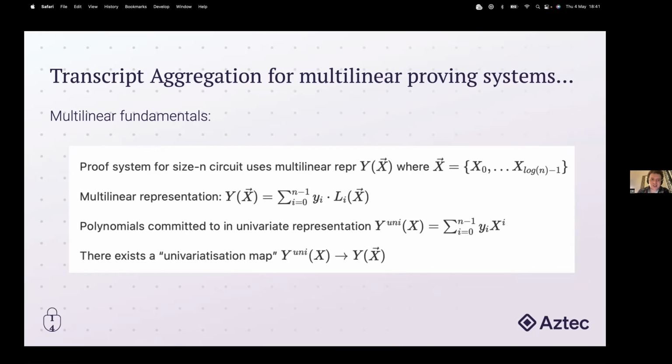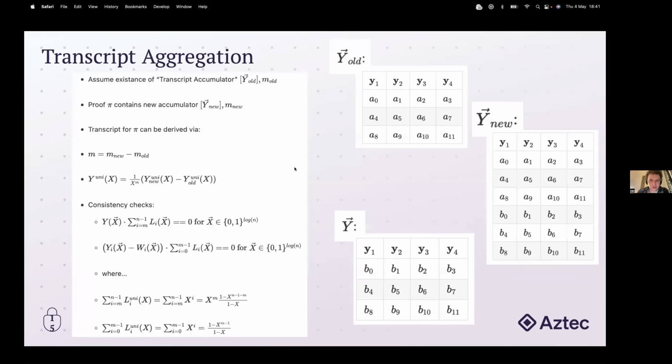Why does this make it nice to aggregate transcripts? Because you literally just combine them. So the idea is that let's say at some layer of recursion, you have a commitment to the transcript of the previous layer, y old, and you have a commitment to the transcript at the new layer, y new. And the idea is that you can take the difference between these two to extract the transcript at the current layer, which is pretty easy to do because I'm assuming you've got an additively homomorphic commitment scheme here.